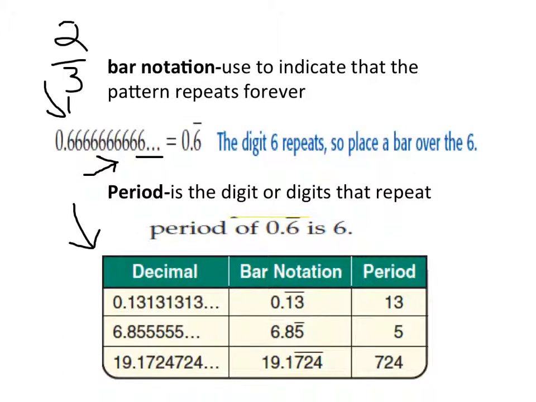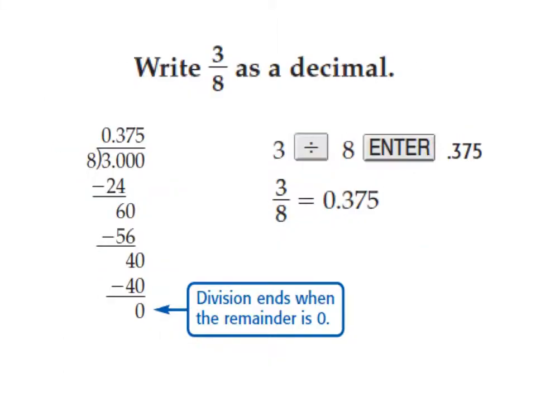All right, one more time. We have 19.1724724. As you notice here, we have a pattern. The pattern is 724724. It doesn't include the 1, so our period is 724, and that's what gets the bar notation.